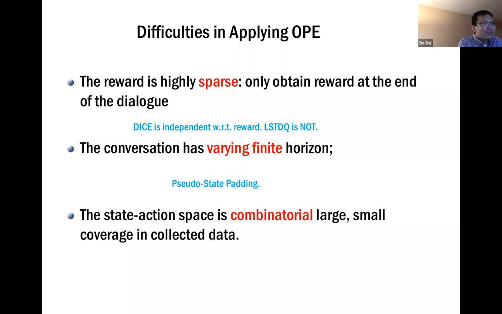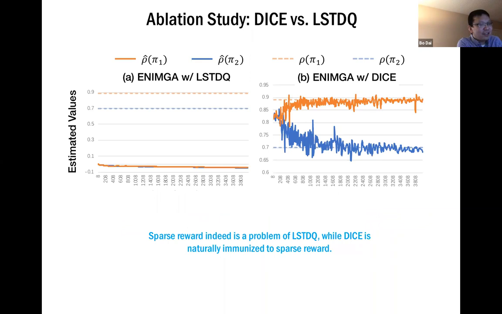And now, before we do a real comparison between the proposed method and the current state of the art, we first do an ablation study to justify our argument about DICE and LSTDQ. As I mentioned, LSTDQ highly depends on the reward function, so it's not applicable to handle sparse reward. In DICE, the major quantity the estimator learns is the ratio, and that part is independent of the reward.